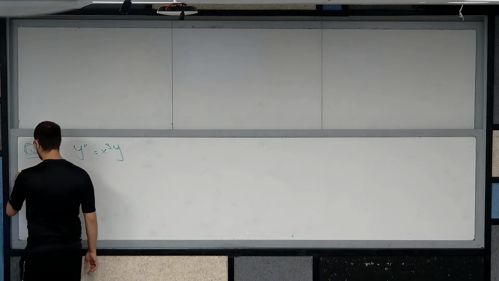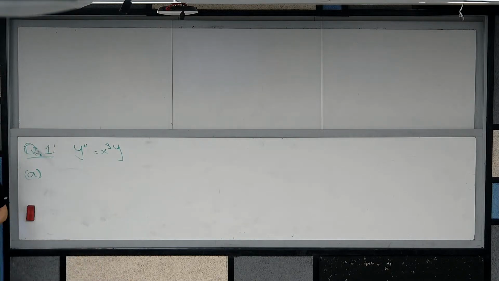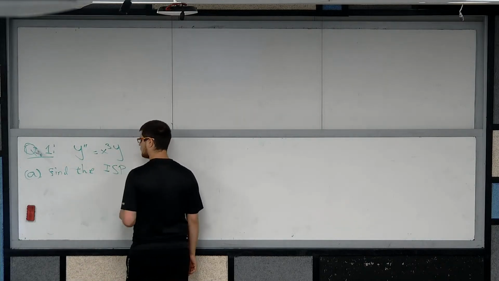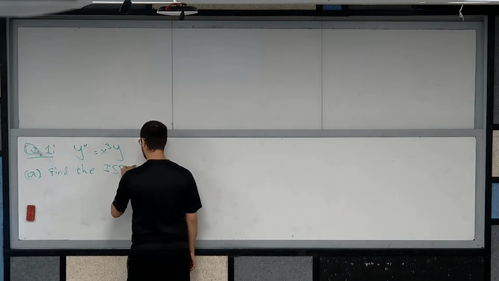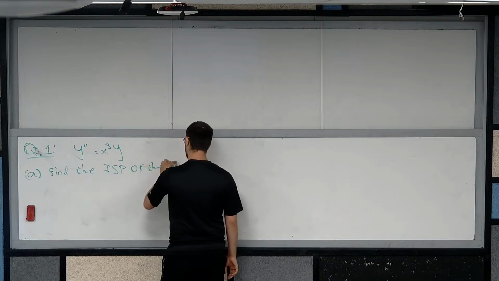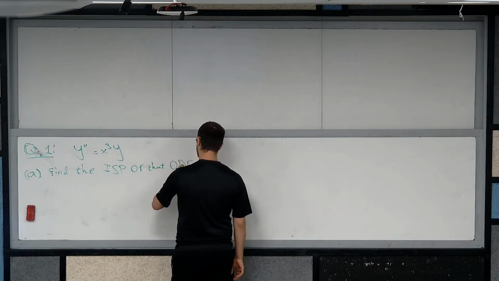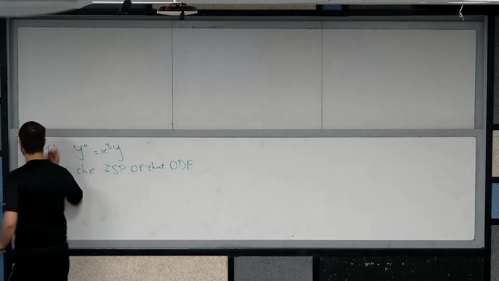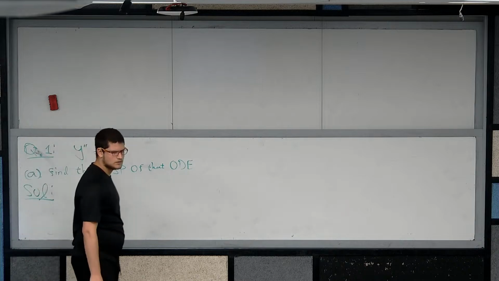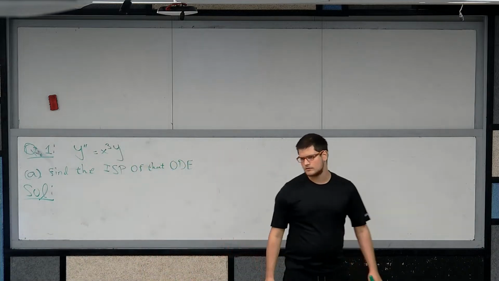The first problem is: find the irregular singular point of the ODE. Solution. What would be the solution to that?